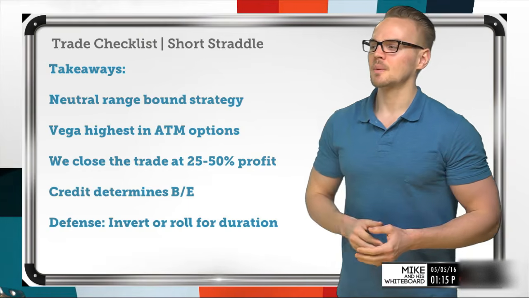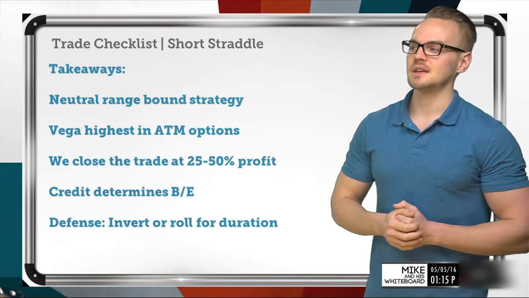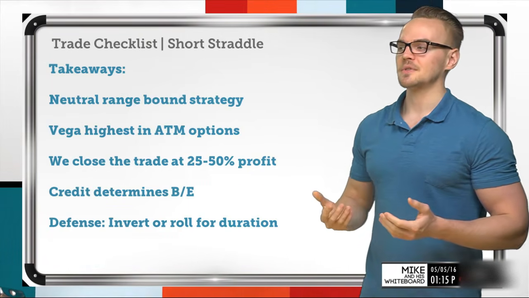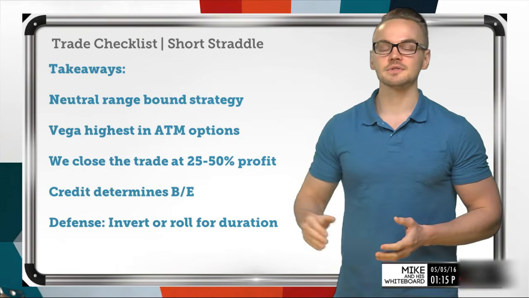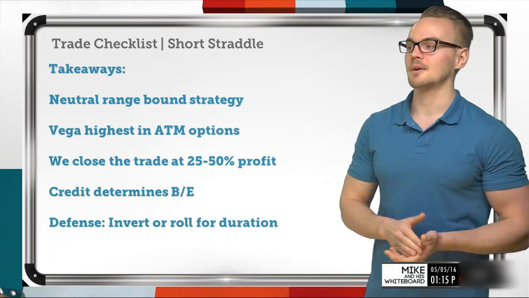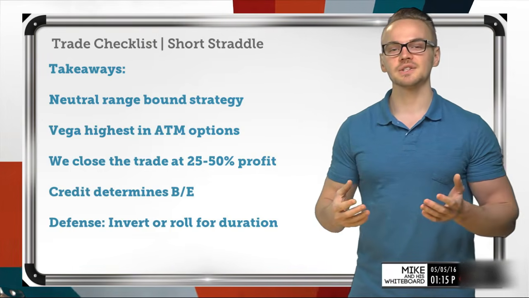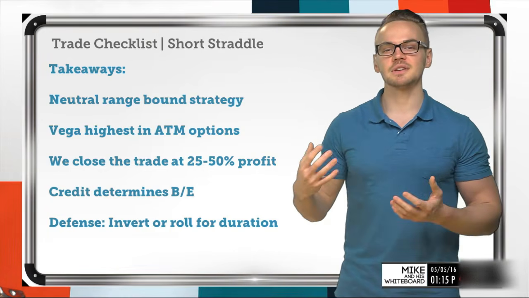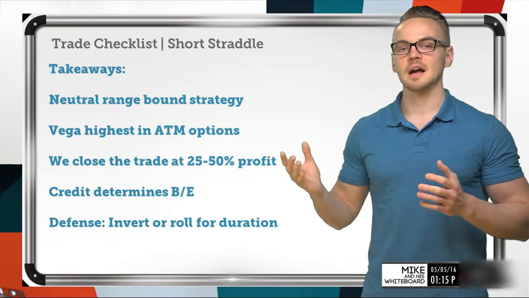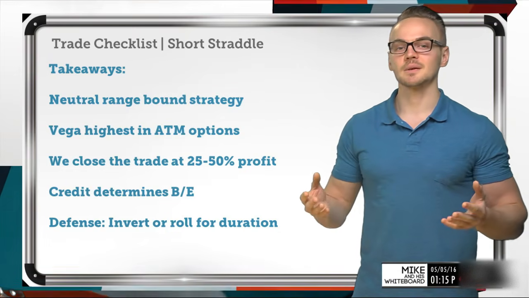And lastly, when we're looking for defense on this strategy, if it goes against us, there's a couple things we can do. We can go inverted. I've also done a whiteboard on that, so check that one out. Or more likely, we can just roll these same strikes for duration, as long as we don't have a different assumption and we still believe that the stock price will come to this level at some point in time.